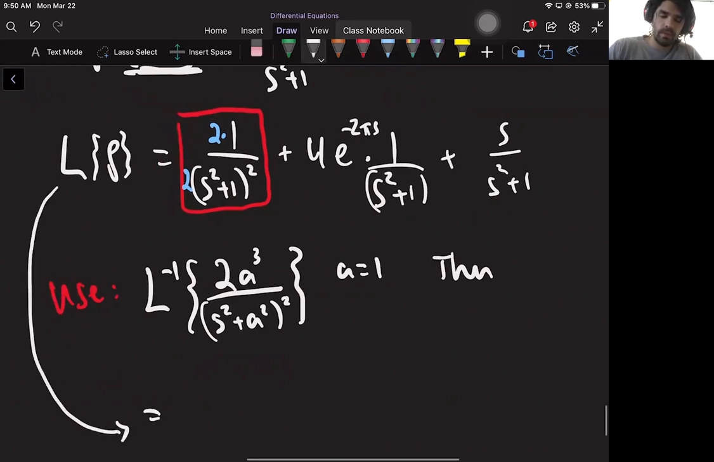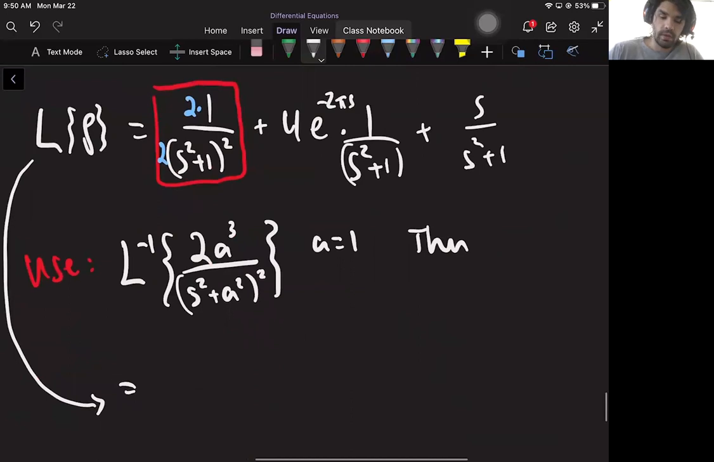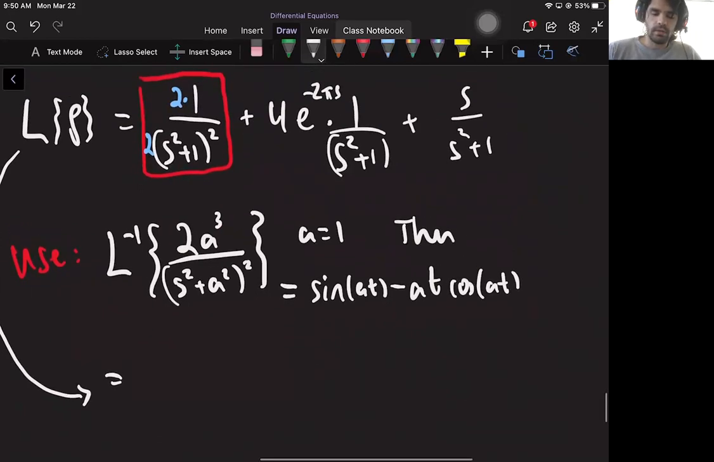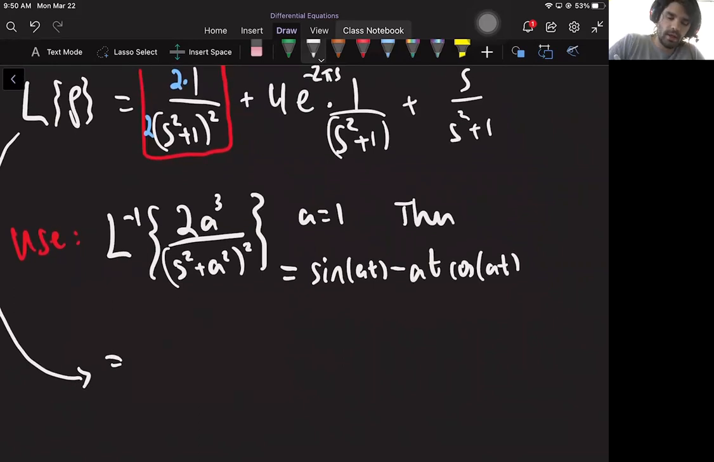All right. So now, I didn't say what this actually equals. The formula for this one is sine of at minus at cosine of at, if you look in the table. I've had to take out a 1/2 to put this 2 in there. And now a is 1.